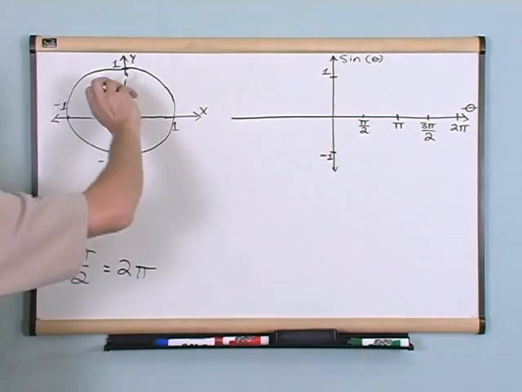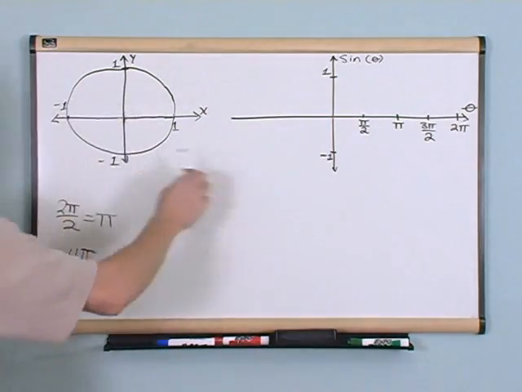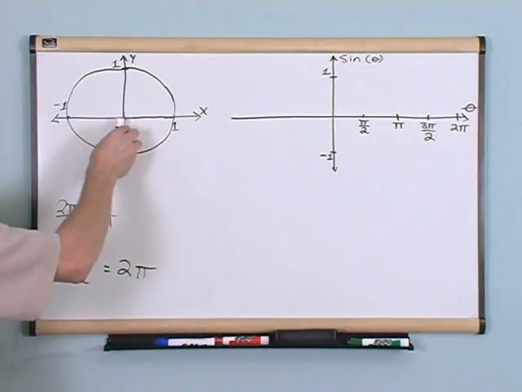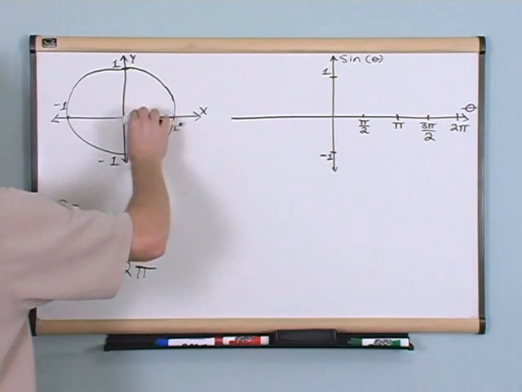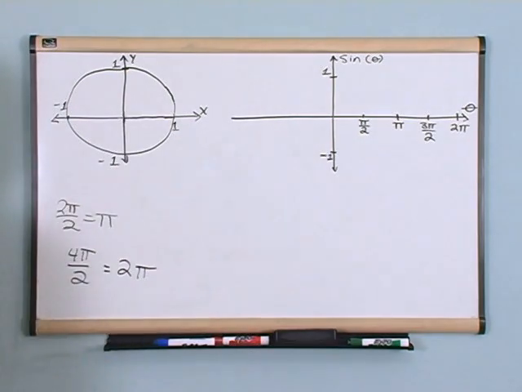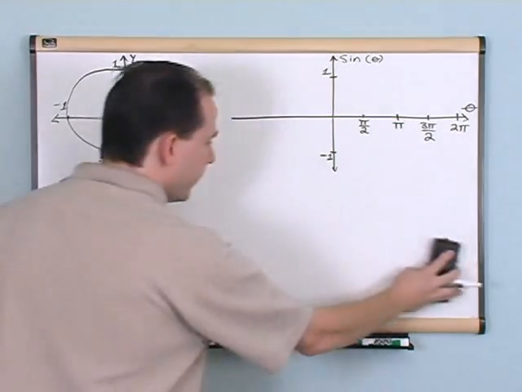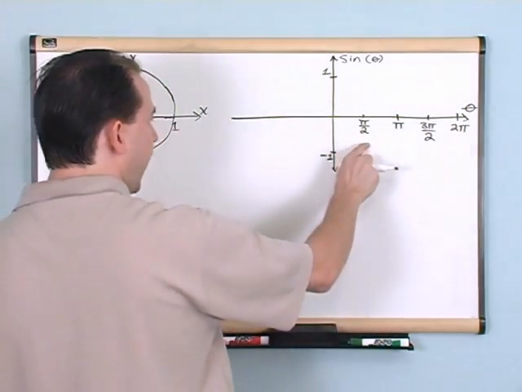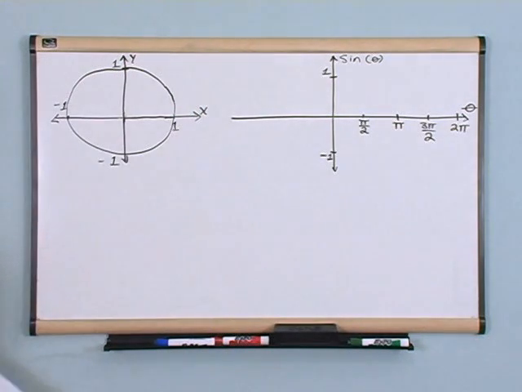That's why I picked these. This pi over 2 corresponds to the angle being here. This pi corresponds to the angle being here. This 3 pi over 2 corresponds to the angle here. And this 2 pi corresponds to coming all the way back to where I started, right here. So I picked, very specifically and on purpose, angles that go around the unit circle one time. Let's see what we can learn from this.